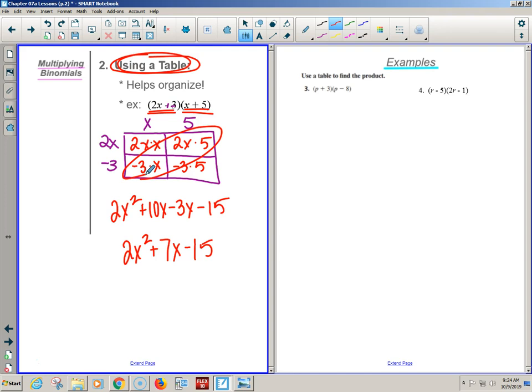But what I did is I took each and every box and I just said 2x squared plus 10x plus negative 3x or minus 3x plus negative 15 or minus 15. Then I just had to combine. I had like terms, brought them into one, and I had my final answer.